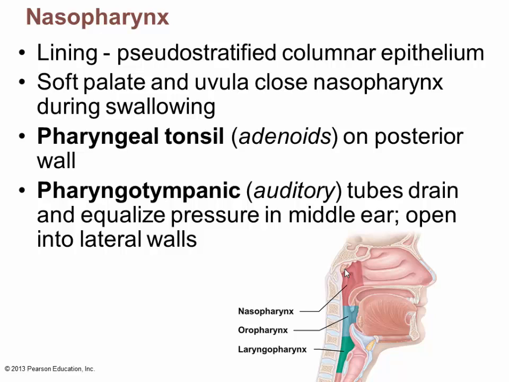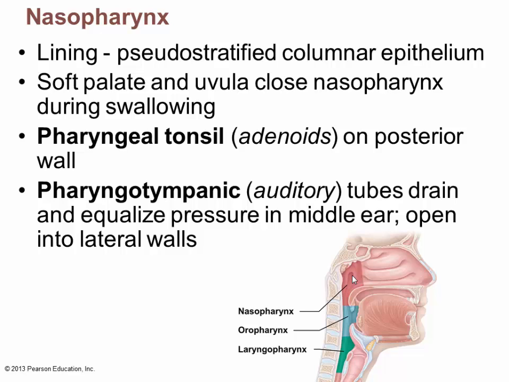Now, people that have swollen adenoids or pharyngeal tonsils, it can lead to snoring. So a lot of people, if their snoring is bad enough, can actually have these removed. We also find a little passageway right here, the pharyngotympanic tube, also known as the auditory tube, also known as the eustachian tube. This drains and equalizes pressure from the middle ear.